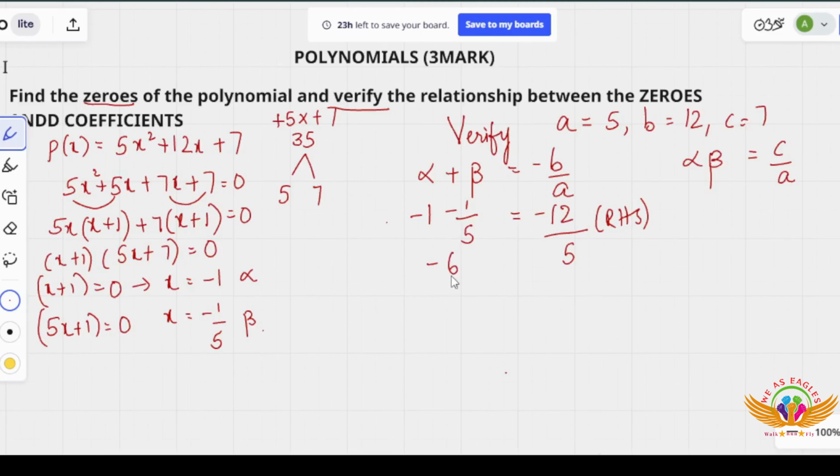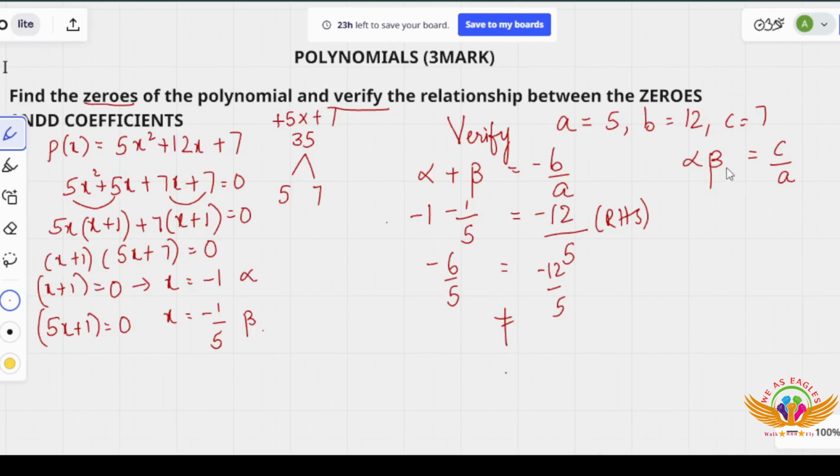Minus 6 by 5. So I got LHS as minus 6 by 5 and RHS as minus 12 by 5. So no, this is not correct. See here, we got minus 6 by 5 here and minus 12 by 5 here. Hence, it is not equal.